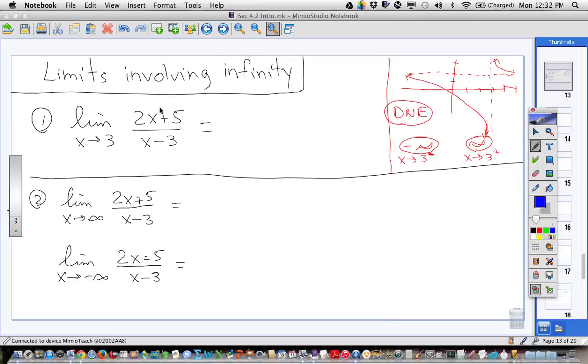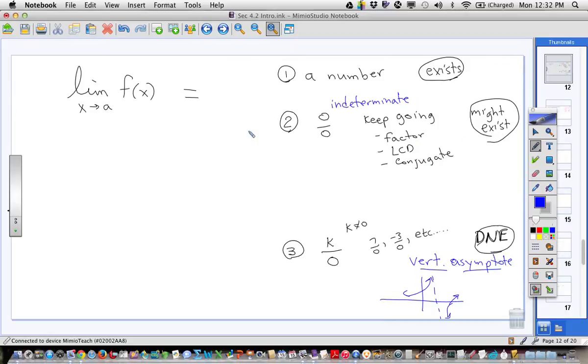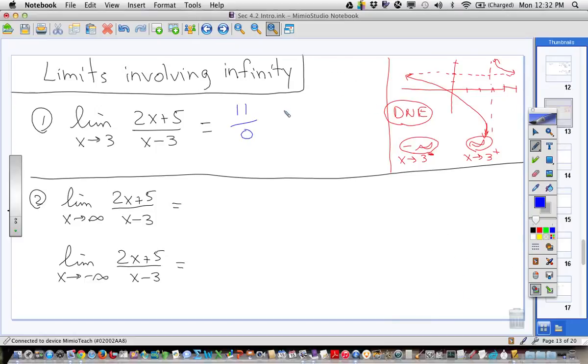Plug in a 3. So 2 times 3 is 6. 6 plus 5 is 11. 3 minus 3 is 0. I remember from my notes back here, if I get a number divided by 0, that means vertical asymptote. That means does not exist. So as soon as I get 11 over 0, I can write down does not exist. But I'm not done. That's not good enough.